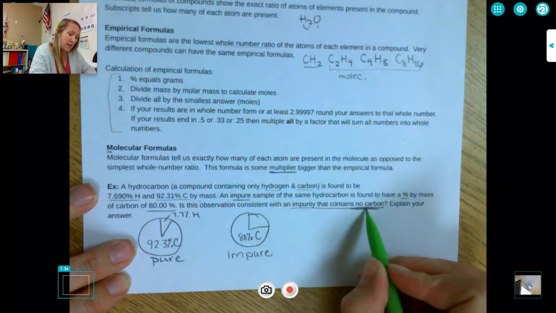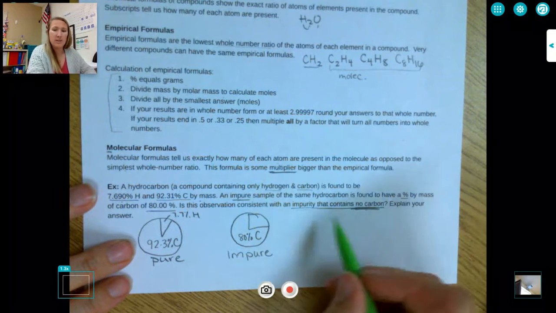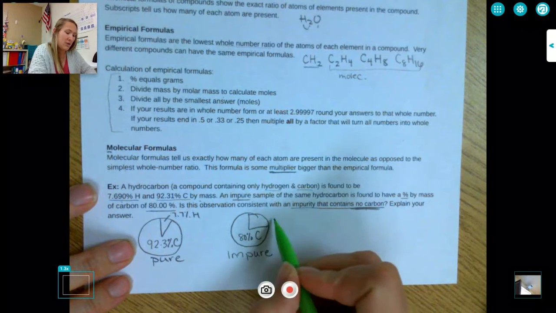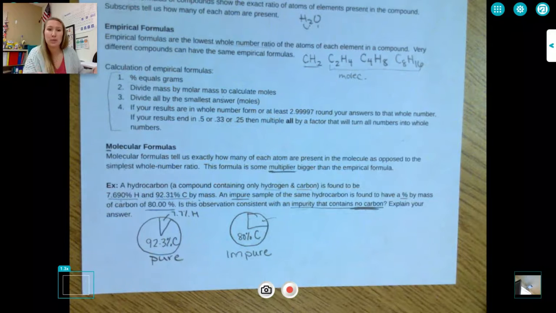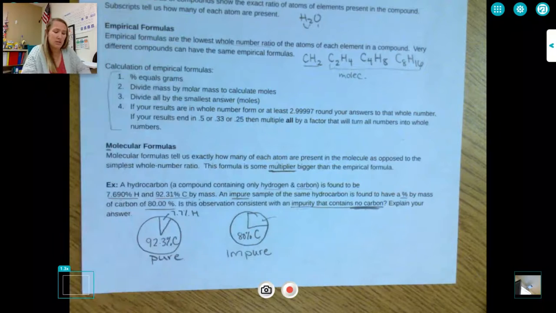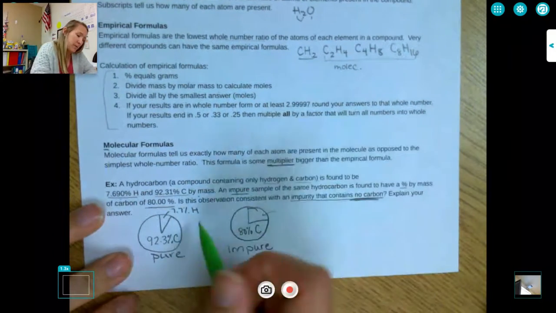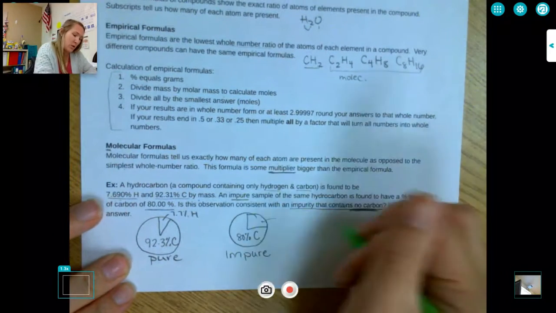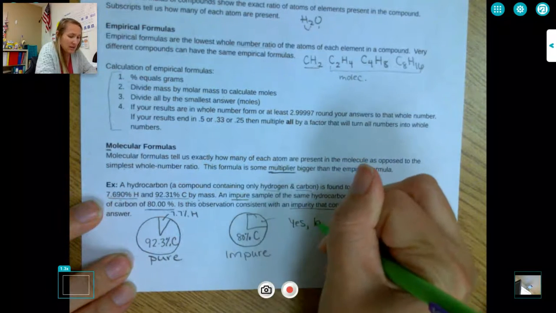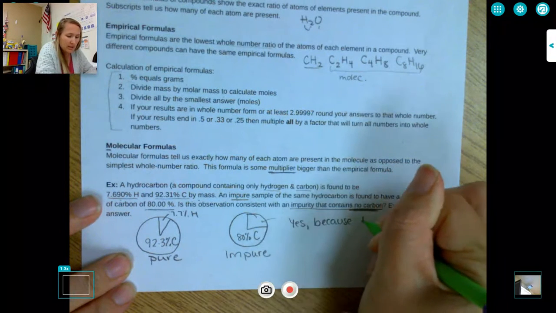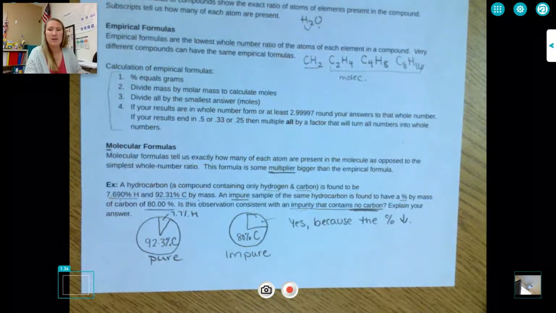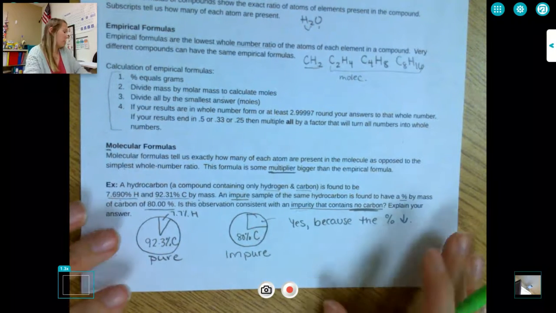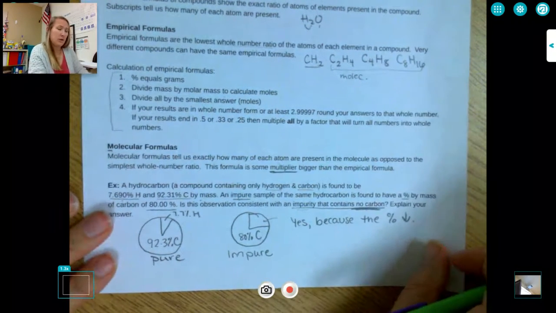Does the impurity contain no carbon? Well, if my percent of carbon went down, even though I added an impurity to it, that means that I almost diluted my amount of carbon that was in my sample by adding in other things and decreased the percent. So, is this consistent with an impurity that contains no carbon? Yes, because the percent went down. Okay. If it had carbon in it, my percent would have gone up. All right, so that is for the most part review.